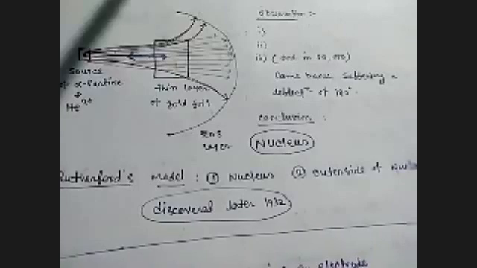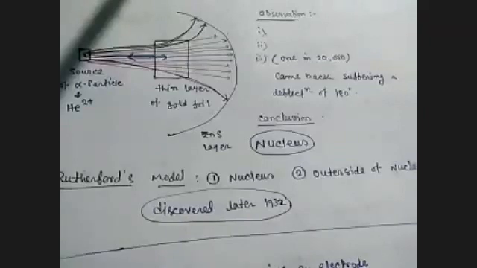First point: the outer side of the nucleus is contained by negatively charged electrons.